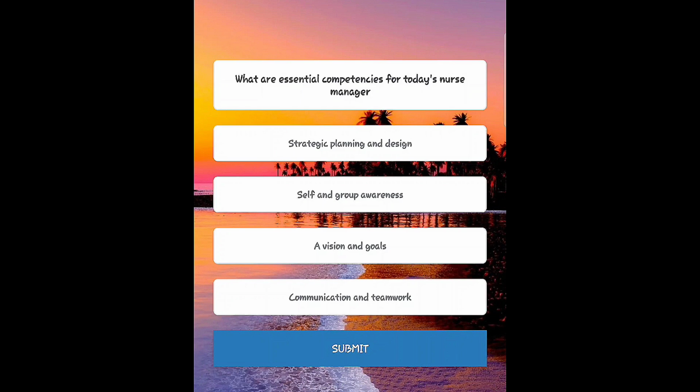What are essential competencies for today's nurse manager? A, strategic planning and design. B, self and group awareness. C, a vision and goals. D, communication and teamwork. Of course, communication and teamwork.